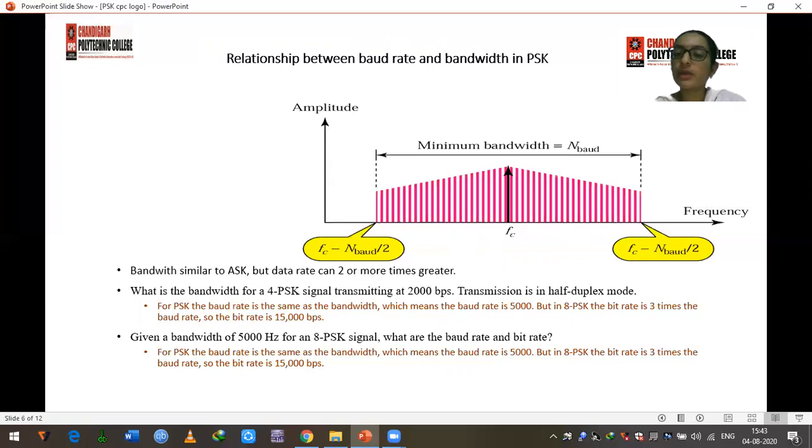So the rate will be 15,000 bps. For PSK, the baud rate is the same as the bandwidth, as we all know, which means the baud rate will be 5,000. And in the case of 8 PSK, it comes to be 3 times greater, so it comes to 15,000 bps.